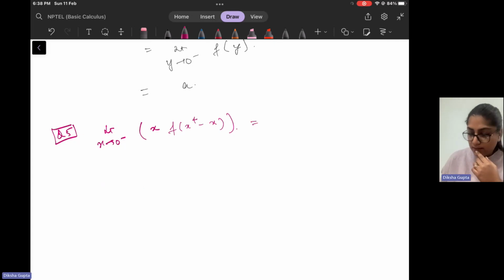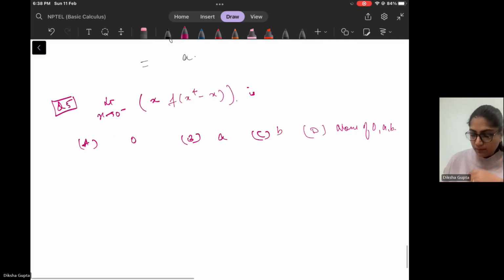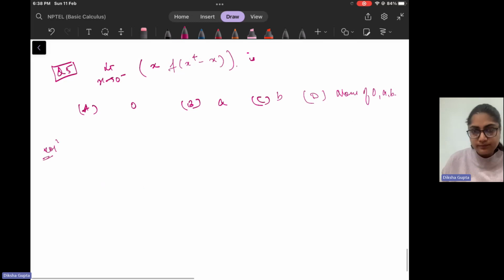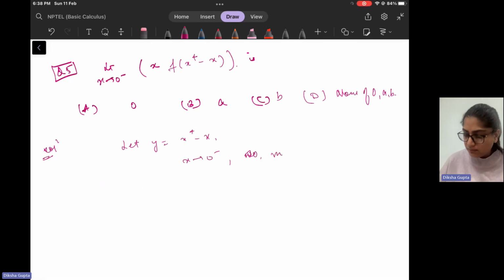Okay, you have to evaluate this, and again the options are: a) 0, b) a, c) b, d) none of 0, a and b. So solution: again let y equals x^4 minus x, and we have to evaluate the limit as x tends to 0 minus, so again a little less than 0, we may assume minus 1 less than x less than 0.